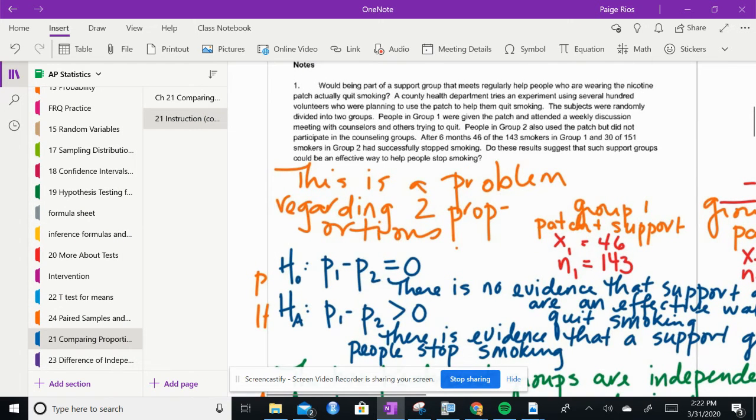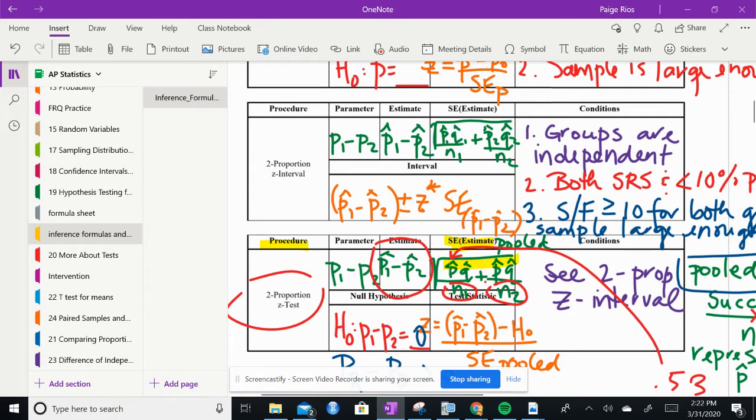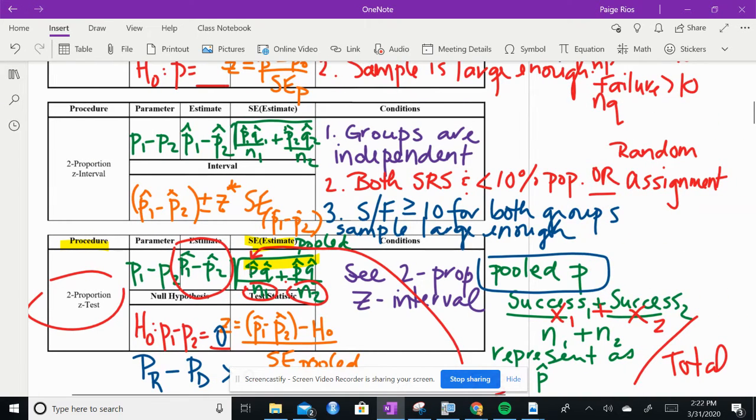So also in your Google Drive, you should have a completed copy of all the parameters, estimates, conditions. So the ones we're going to be working with are right here. And you'll notice a couple things when we're in the z-test especially. We're going to be looking at what's called a pooled p. So the p hat in this case is not the sample proportion, it's the pooled p. The sample proportions are going to be marked with the subscript of 1 and 2.